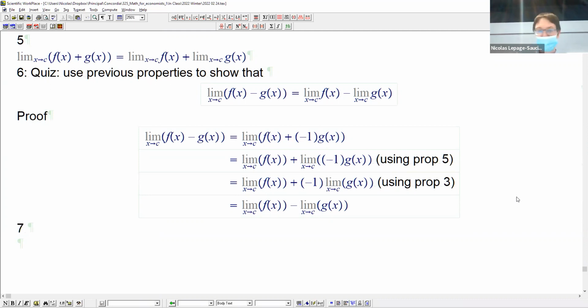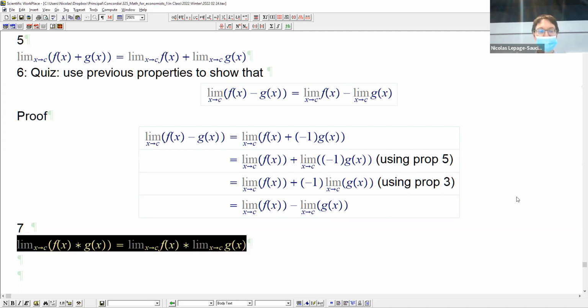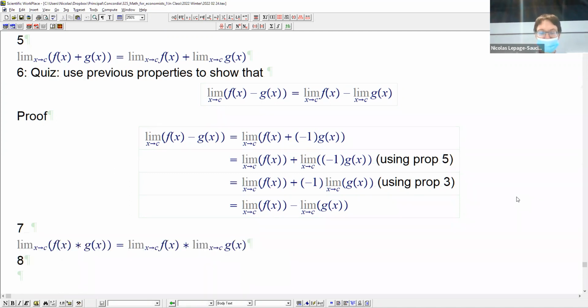7. Same idea with products. The limit of the product is equal to the product of the limits. And then I could go on with some simplification there for fun. Then 8, quiz again.